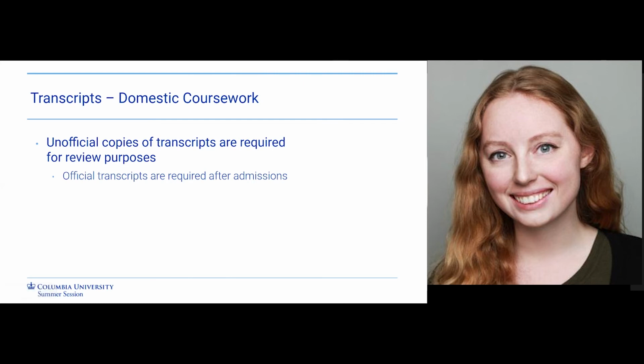Applicants with domestic coursework for the summer 2022 session must provide unofficial academic transcripts to our admissions team so they can begin the review process. Official transcripts will be submitted electronically after your admission.